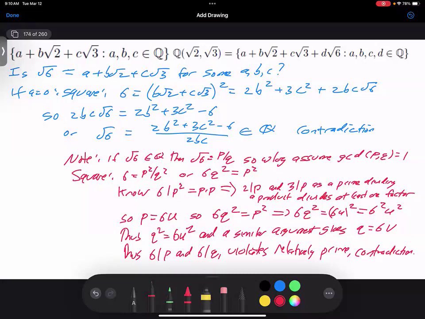So this is a proof that the square root of 6 is irrational. And you can modify this to prove lots of numbers are irrational. So does this show that we can't write the square root of 6 as a combination of these elements? No, it just shows we can't do it with a equals 0. You can similarly show you can't do it with b equals 0. You can similarly show you can't do it with c equals 0. But maybe there's a way to do it with some special choice of a, b, and c.